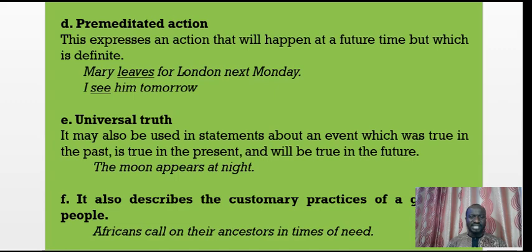E, we have universal truth. It may also be used in statements about an event which was true in the past, is true in the present, and will be true in the future. The moon appears at night. The sun rises in the east. It also describes customary practice of a group of people. For example, Africans call on their ancestors in the time of need.